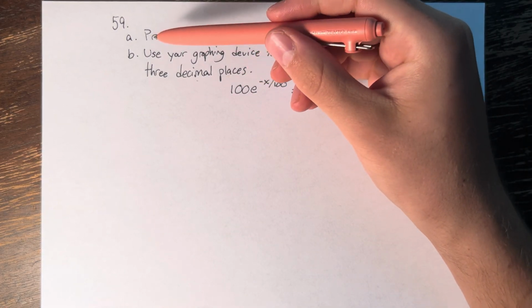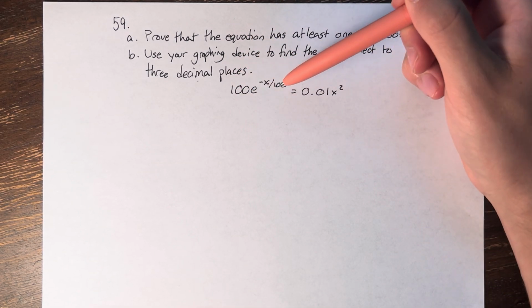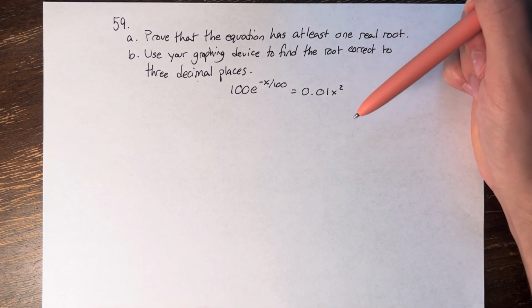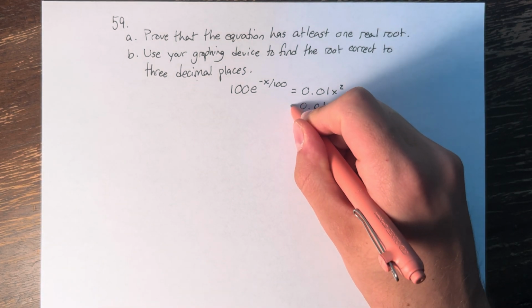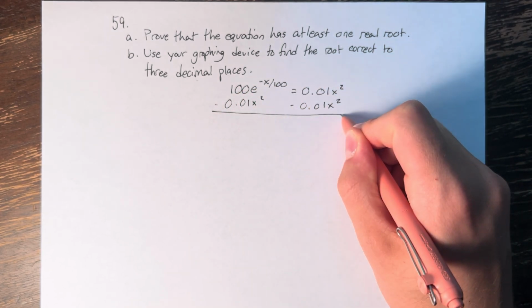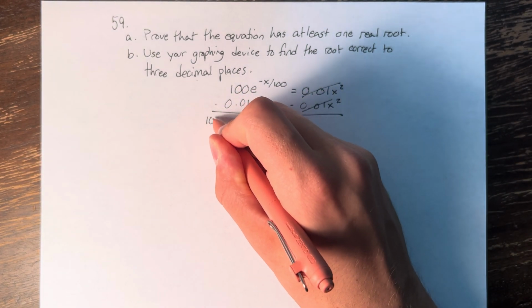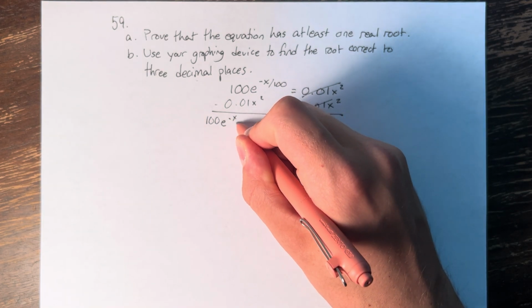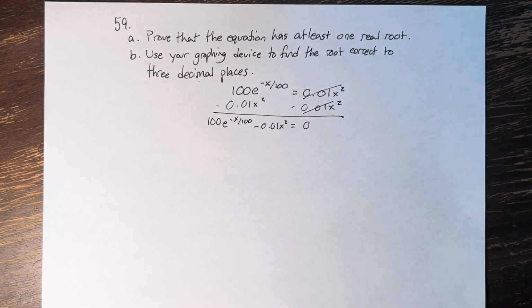In this problem we're asked to prove that the equation has at least one real root. We have the equation 100e to the negative x over 100 is equal to 0.01x squared. So what we want to do is subtract 0.01x squared from both sides. What this does is these cancel and we have 0 on one side, and on the other side we have 100e to the negative x over 100 minus 0.01x squared.